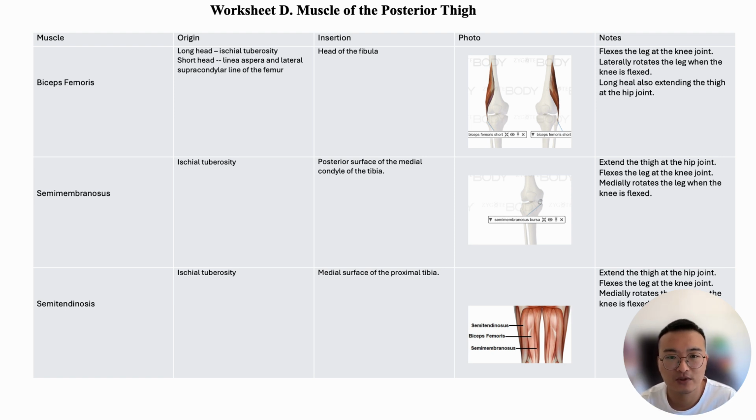Worksheet D, muscles of the posterior thigh. The first muscle is biceps femoris. The origin of it are long head, ischial tuberosity, short head, linea aspera, and the lateral supracondylar line of the femur. The insertion of it is head of the fibula, and this muscle helps flex the leg at the knee joint, laterally rotates the leg when the knee is flexed, and the long head also extends the thigh at the hip joint.